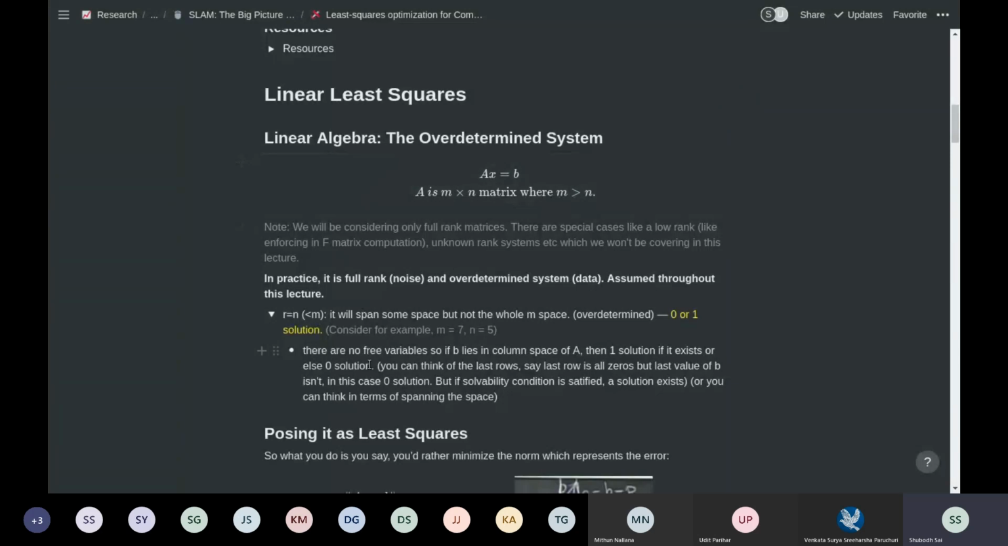Rank is equal to n, less than m. I have written down the explanation here, but if you don't understand this, go back and revisit linear algebra.